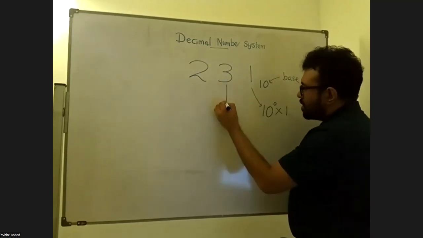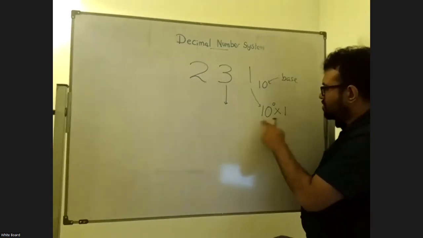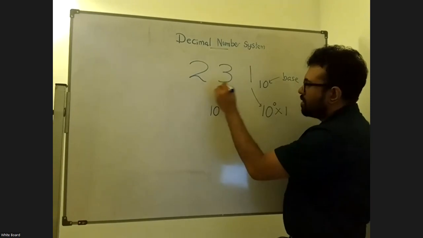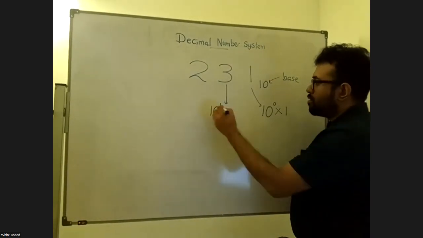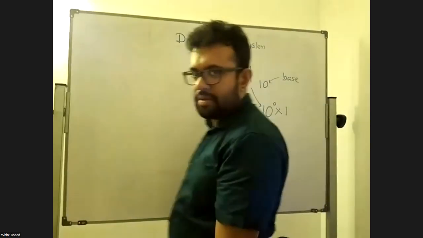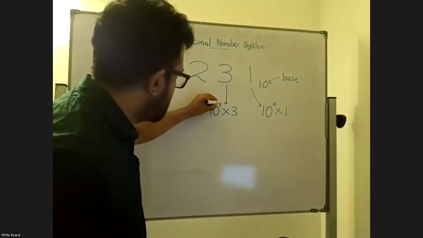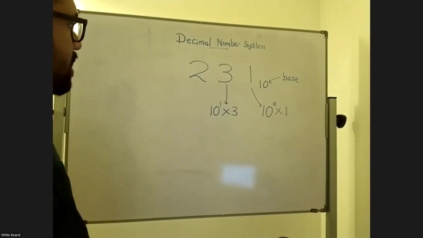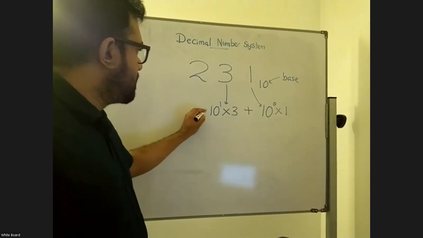Then what about this one? What do you write? If you understood this, it's going to be 10 to the power 1. So this place is called 10 to the power 1. You have to multiply it by this. 10 to the power 1 multiplied by 3. And what about this? So you have to add these things up to get the ultimate value.